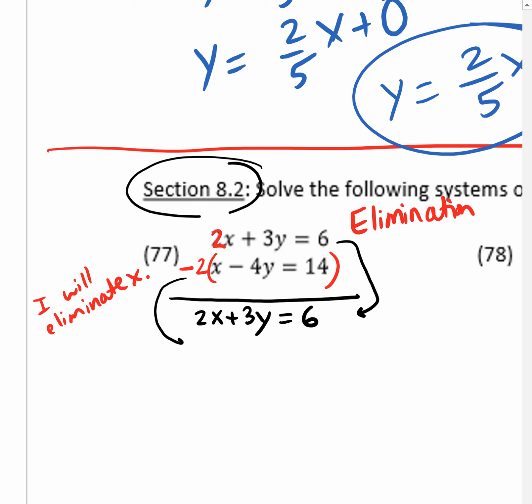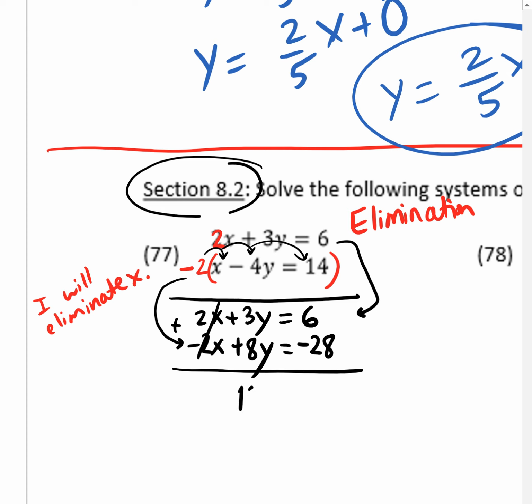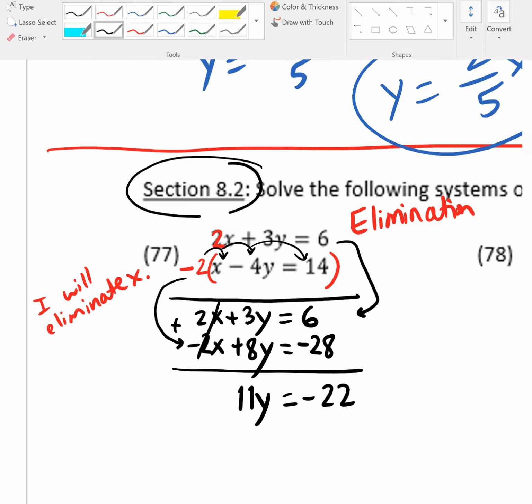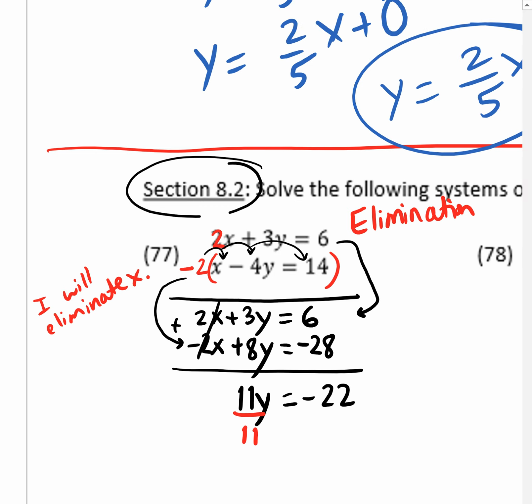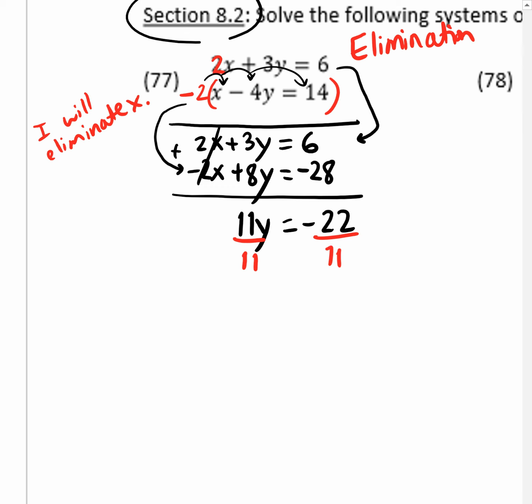But the bottom one, I've got to be careful when I distribute. Negative 2 times x is negative 2x. Negative 2 times negative 4 is positive 8y. Negative 2 times positive 14 is negative 28. Now if I add those together, the x's cancel. 3y plus 8y makes 11y. 6 and negative 28 is negative 22. Now I can solve for y fairly easily by dividing both sides by 11. That way y is equal to negative 2.